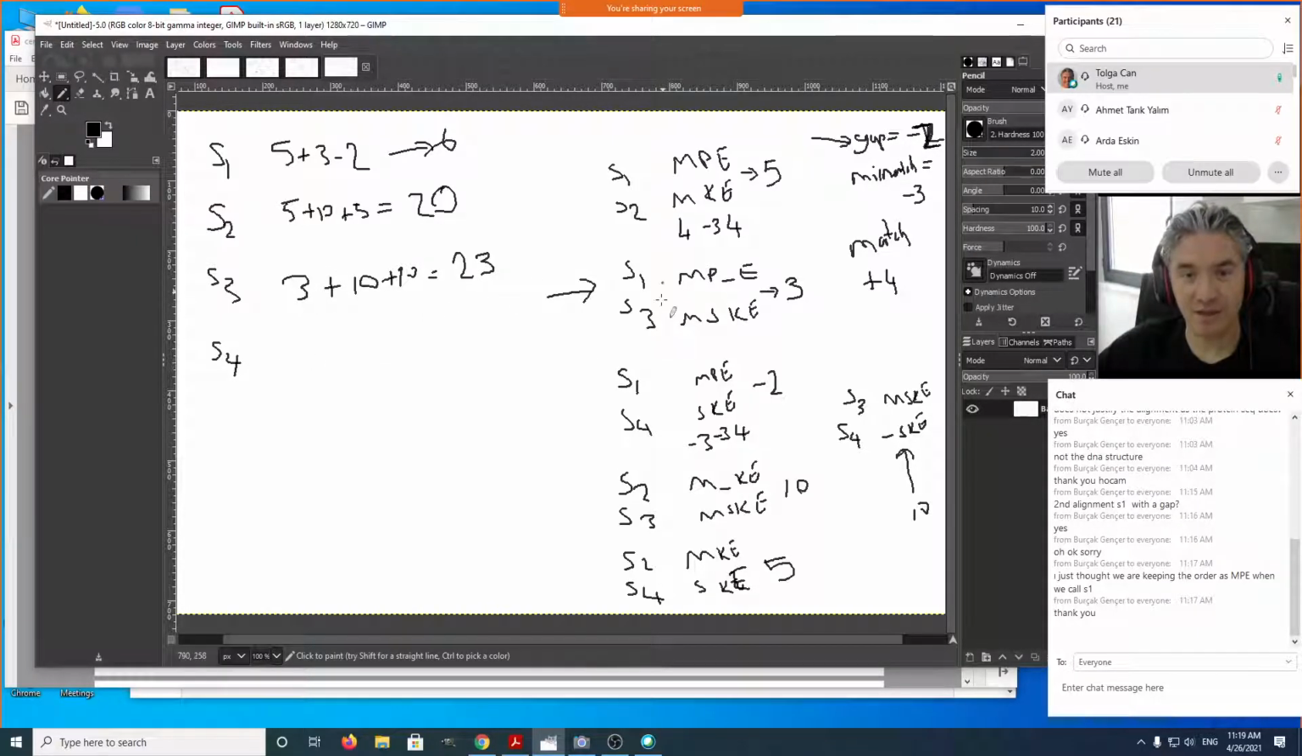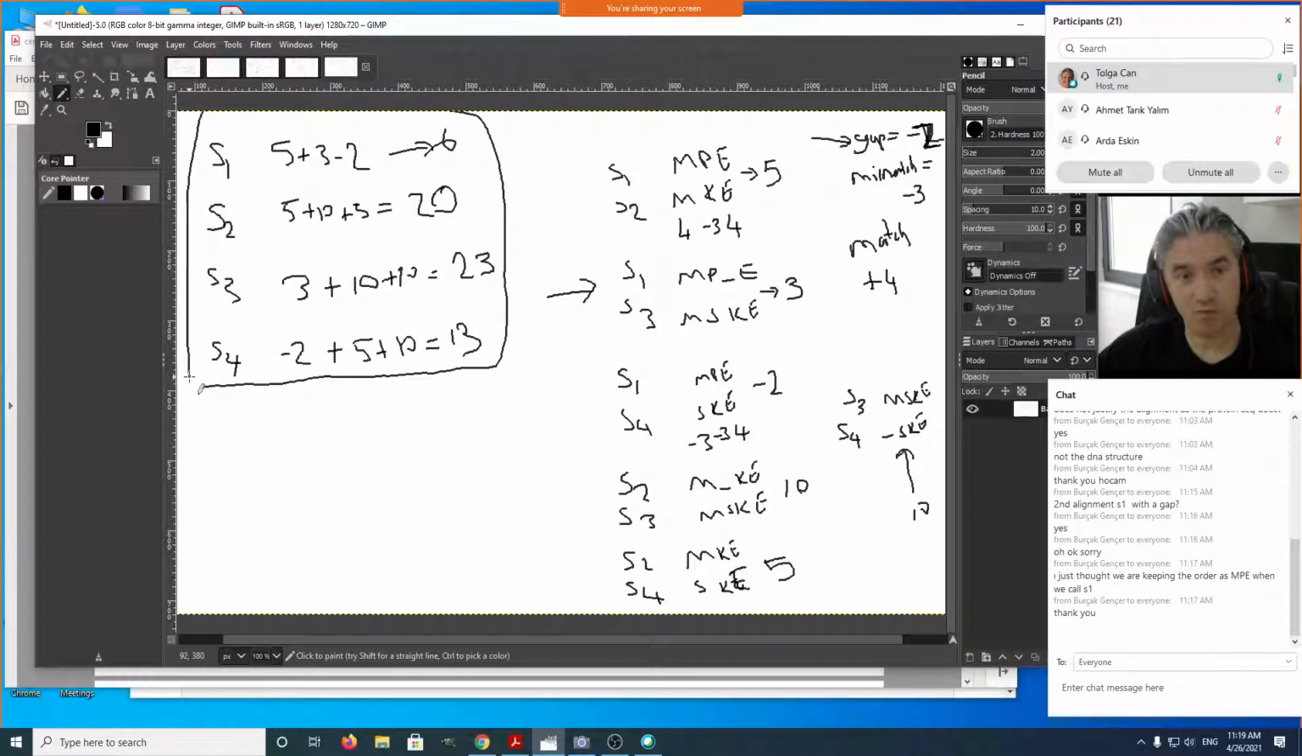So let's look at S4. S4 has a -2. It's not going to work anyway. So S3 is going to be our pivot. So plus 5 plus 10, it's going to be 13. So look at these four total scores. S3 is the most similar to the remaining. Then comes S2, then S4, then S1. Okay, so we choose S3 to be our pivot.